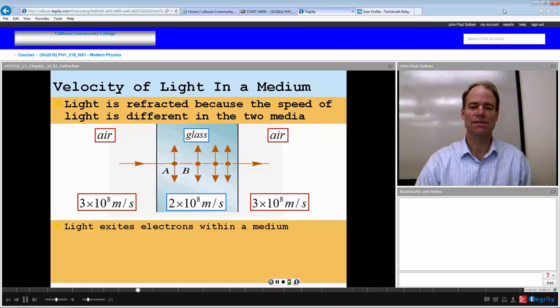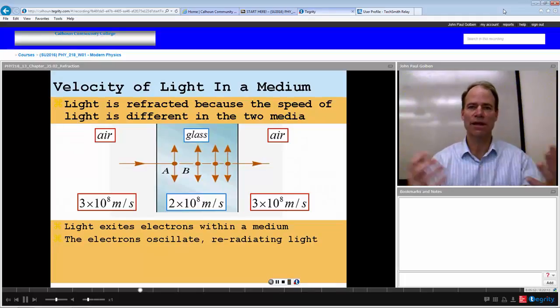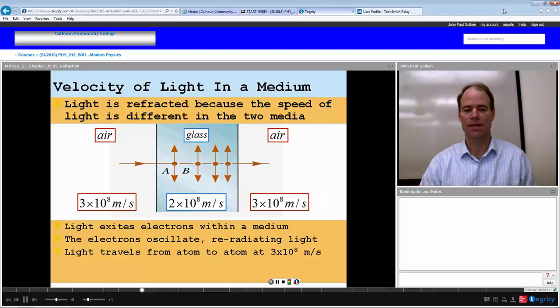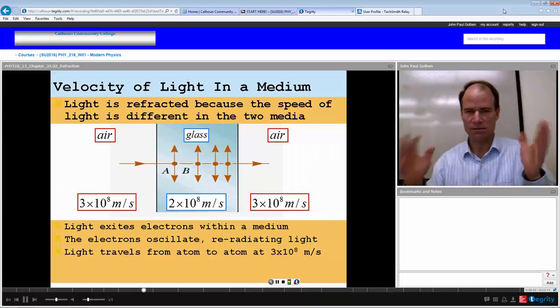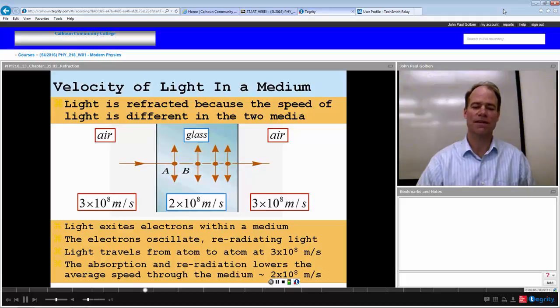The reason is light excites electrons within the medium, in this case glass. The electrons oscillate and they re-radiate the light. And this process takes a little bit of time. So light actually will travel from atom to atom at its designated speed of 3 times 10 to the 8 meters per second. But the fact that it's being absorbed and re-radiated through this medium means that its ultimate speed through the medium is going to be somewhat less.